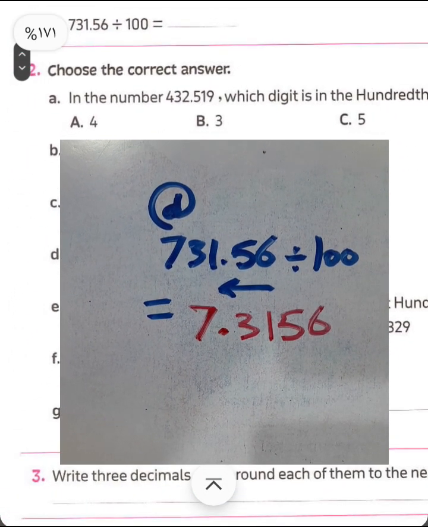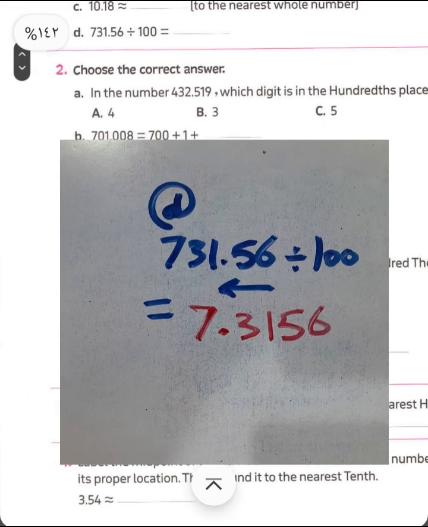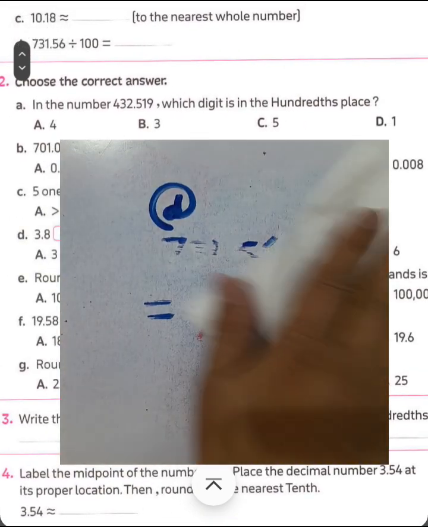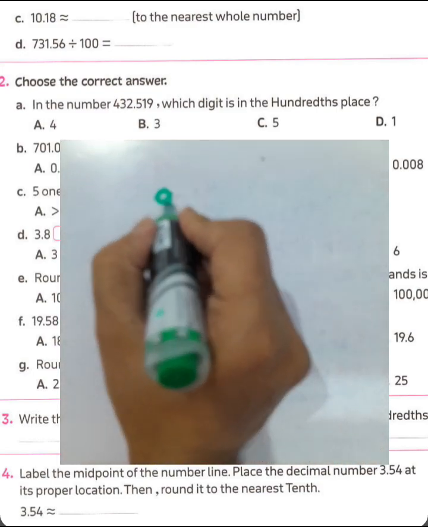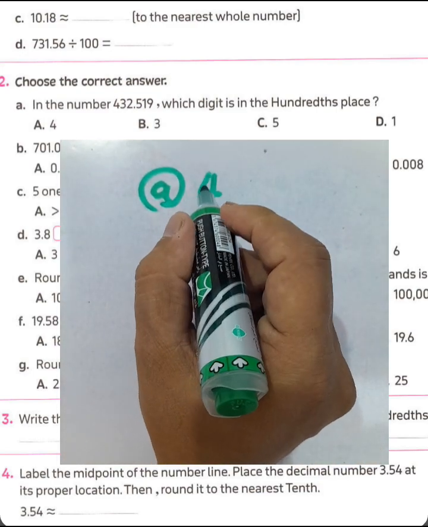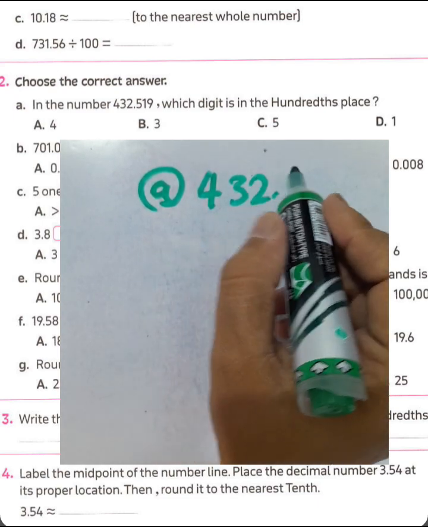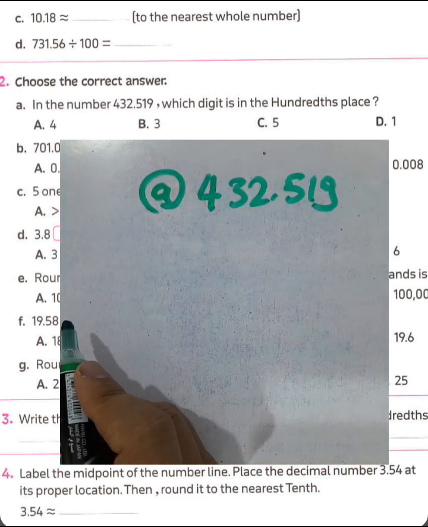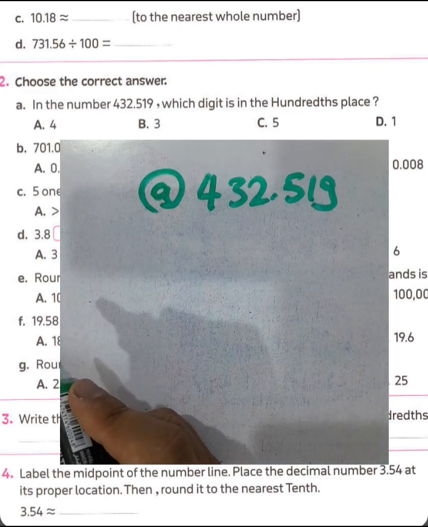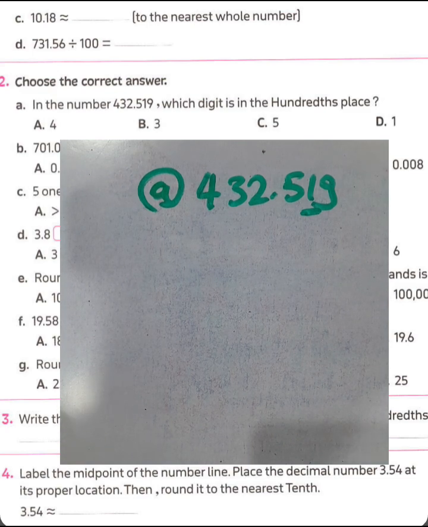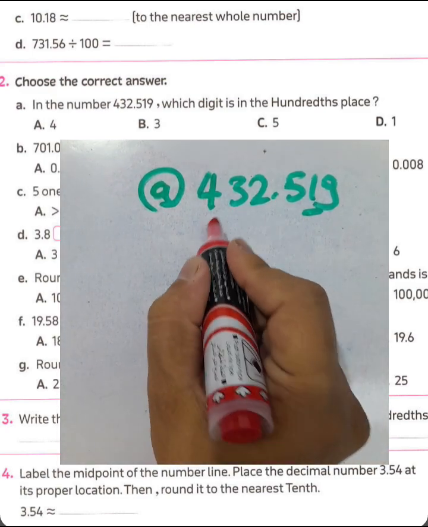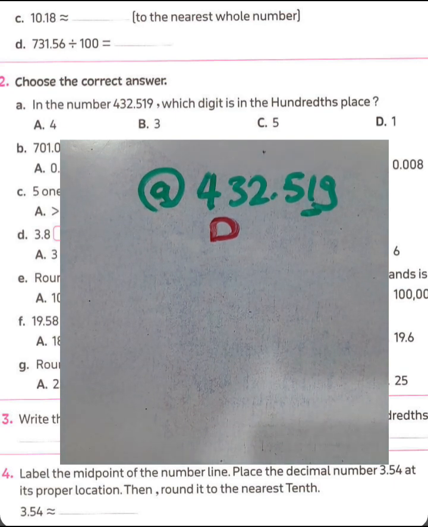Question number 2, choose the correct answer. In the number 432 and 519 thousandths, which digit is in the hundredths place? We have here 432 and 519 thousandths. He asked about what? Which digit lies in the hundredths place? 1. The result will be 1. Choose letter D for question letter A.